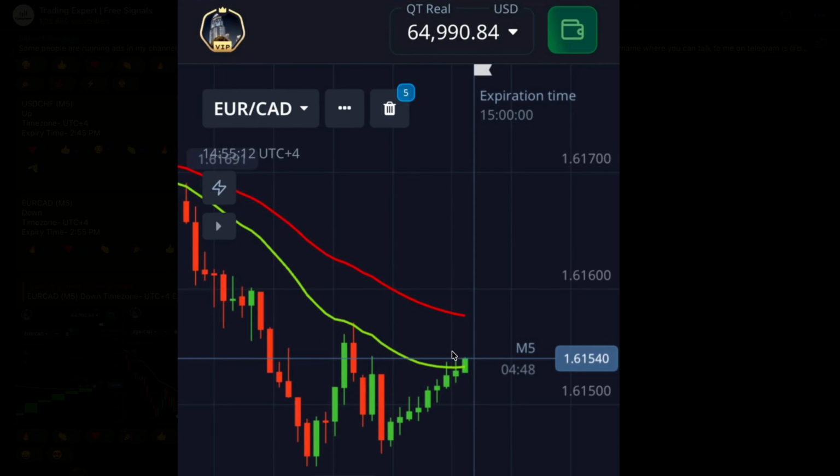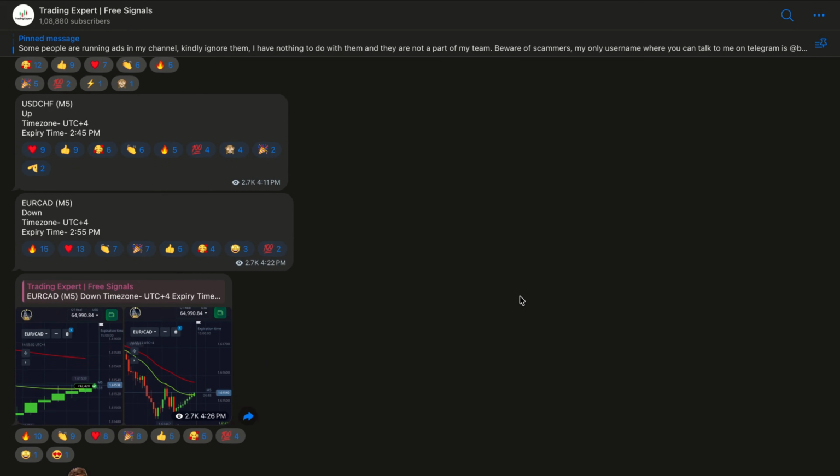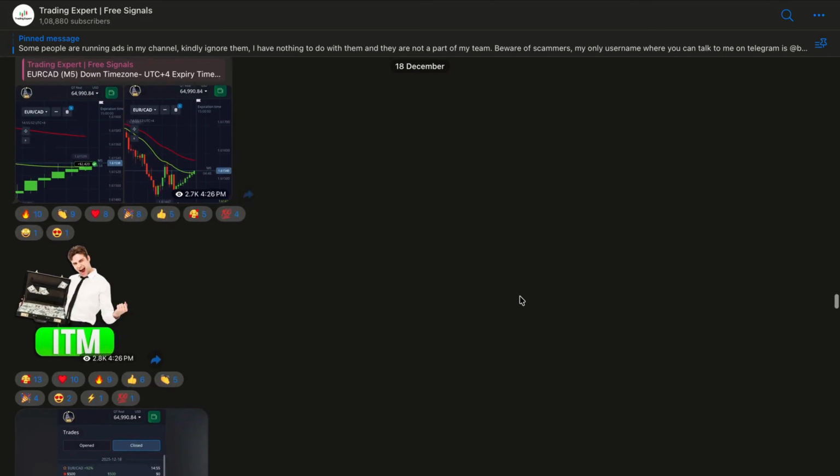See here, entries matter a lot. If I would take this entry here or here, I would lose this trade, but I took a very good entry. I waited for the entries and I won this trade. You always have to keep the entries in mind. You just have to take the best entries out of every trade we give.